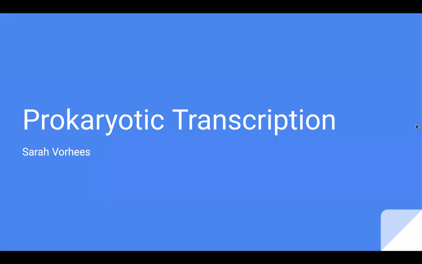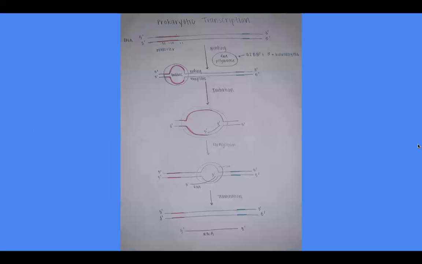For Module 4, I'll discuss prokaryotic transcription in this mini video. So here's the diagram I drew. We'll start at the top with our two DNA strands. The top strand is the coding and the bottom is the template strand. In pink, you can see this promoter region.